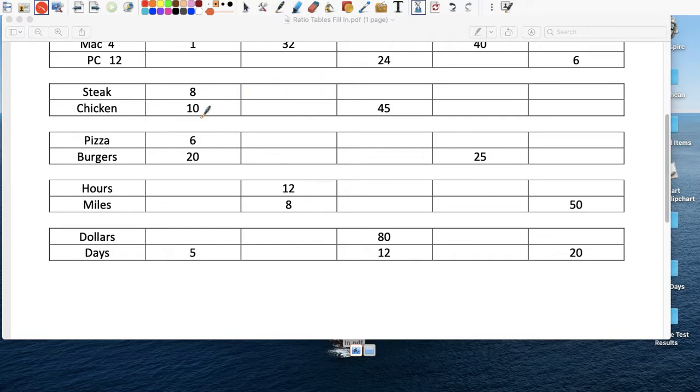So what I'm going to do is I'm going to voy a crear uno aquí, que me va a ayudar. So I'm going to make one here. So it's going to go like this. I'm going to go from here to here and here to here. Pero I need this one here, right? So I'm going to divide 10 divided by 2. 10 divided by 2 is 5. 8 divided by 2 is 4. So now I have 4/5.